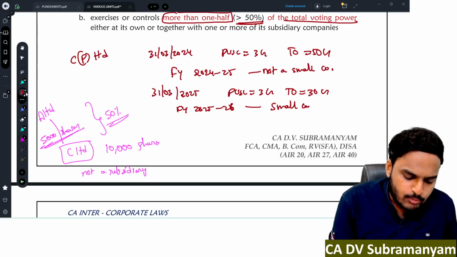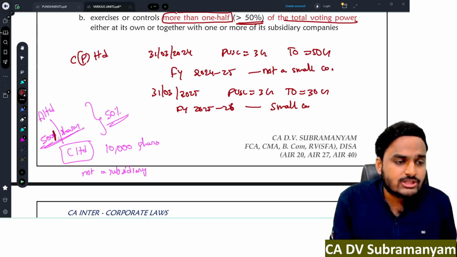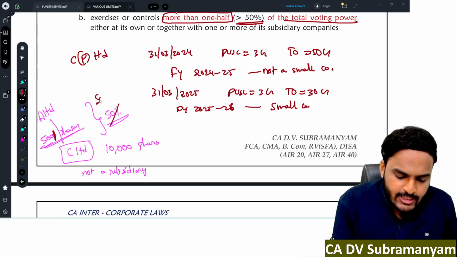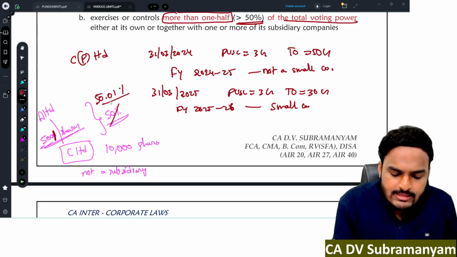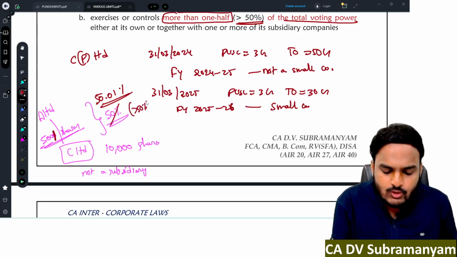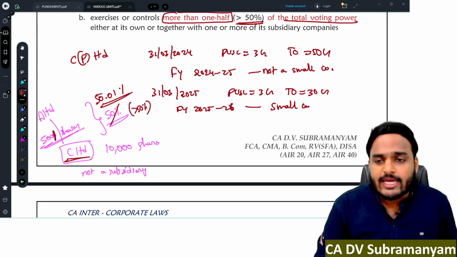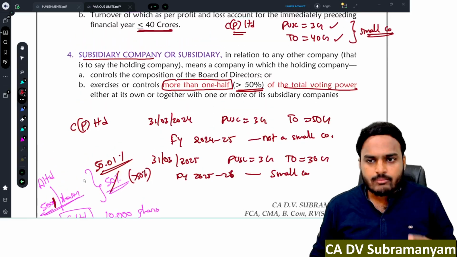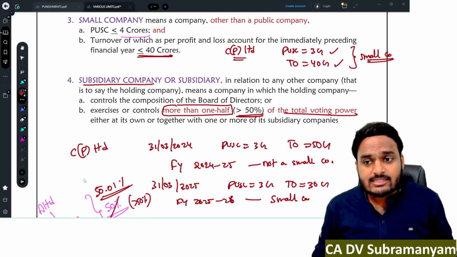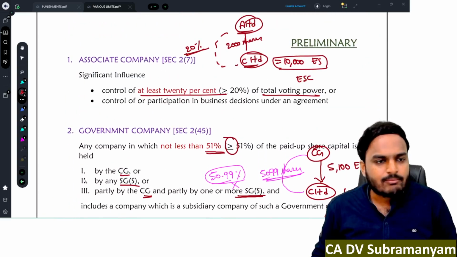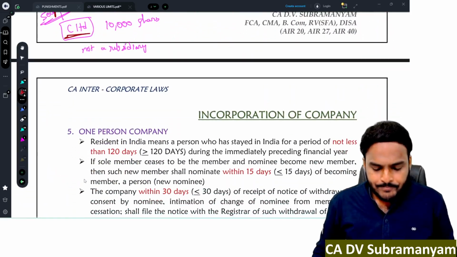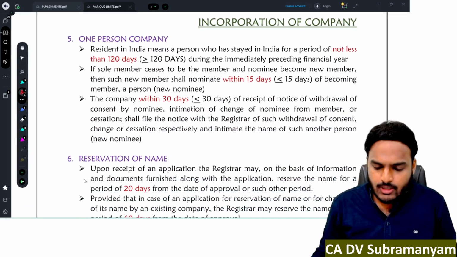Instead of 5,000 shares, suppose A Limited is holding 5,001 shares in C Limited. Now in terms of percentage, it is 50.01%. So 50.01% means greater than 50% only. Now C Limited is a subsidiary to A Limited. Clear? In government company, the limit is greater than or equal to 51%. Subsidiary company, the limit is greater than 50%. Associate company, the limit is greater than or equal to 20%. Clear? Next one, incorporation of a company.